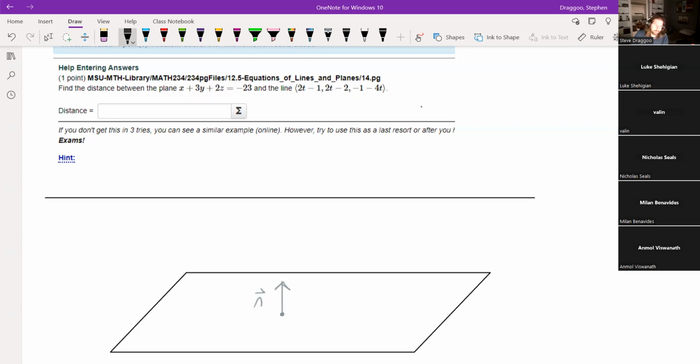Because if we ask, I mean, a test-taking strategy that I might provide is that if we ask that question, find the distance between the plane and the line, it's because they don't intersect each other.